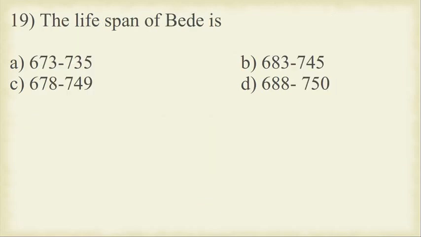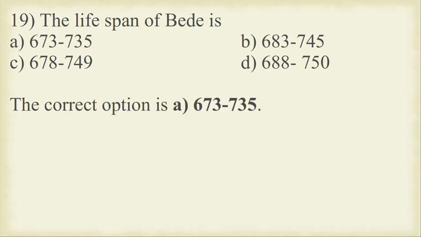Question number 19. The lifespan of Bede is option A, 673 to 735, option B, 683 to 745, option C, 678 to 749, option D, 688 to 750. The correct option is A, 673 to 735.